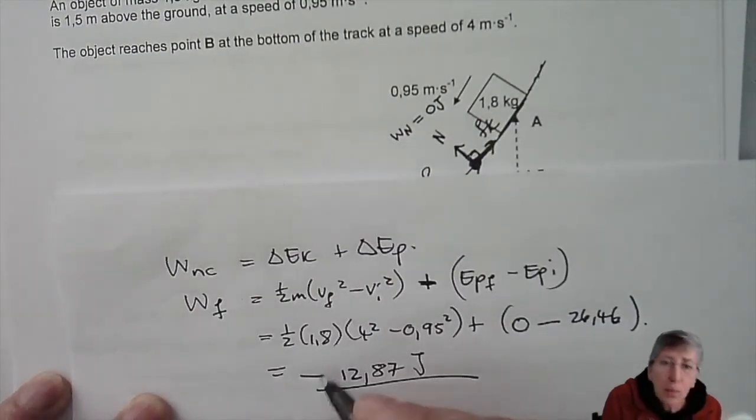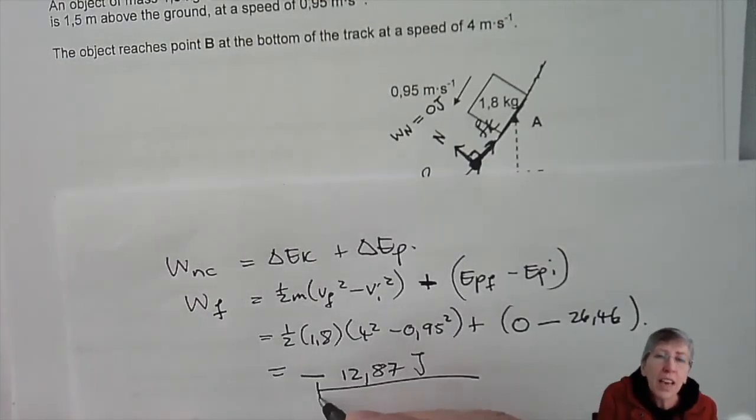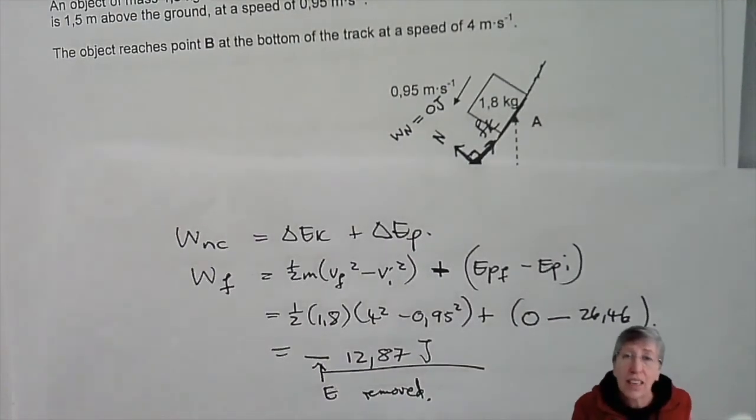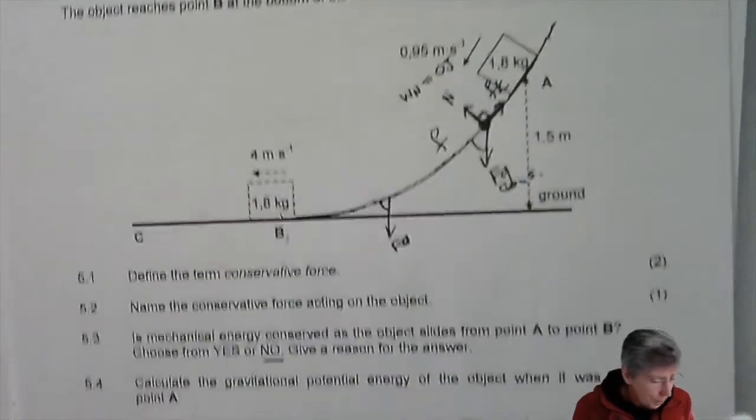Did I expect a minus? Yes, because remember, friction is always removing energy, right? So that tells you that energy is removed, and that is what I expected, right? Energy must be removed because it is opposing the movement, right?